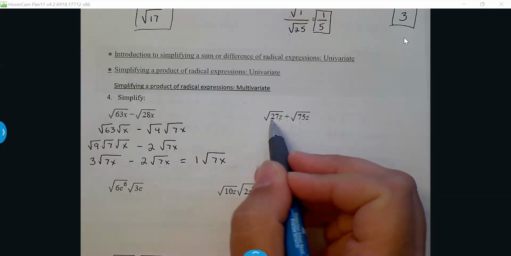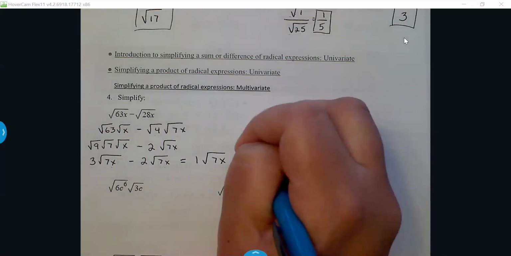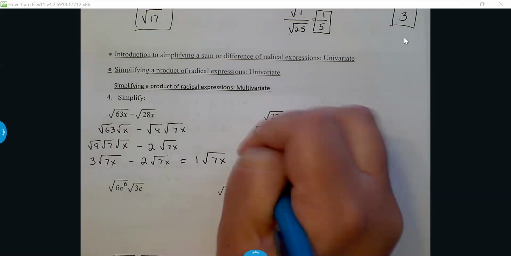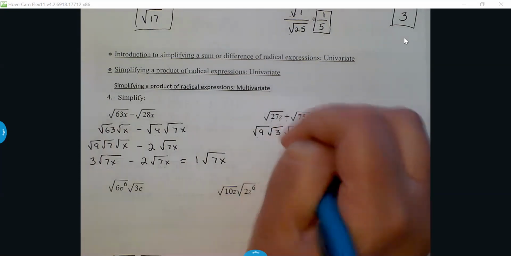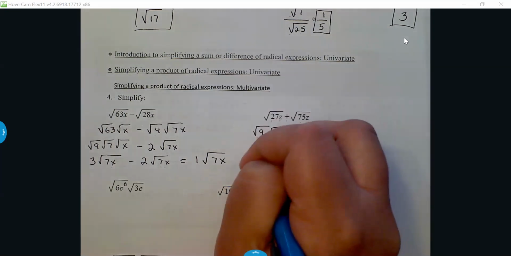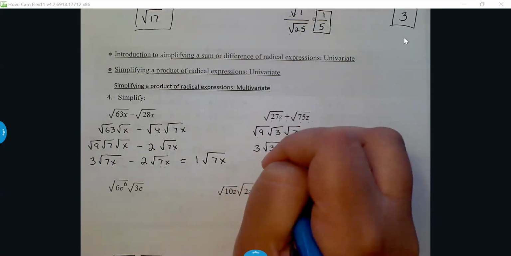So let's simplify the square root of 27. Well, I know 9 goes into it. So the square root of 9 times the square root of 3 times the square root of z. And the square root of 9 is 3. So this becomes 3 times the square root of 3z.